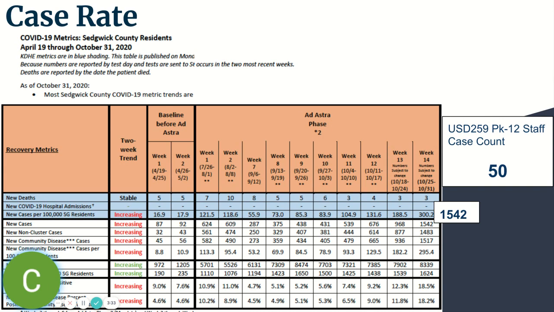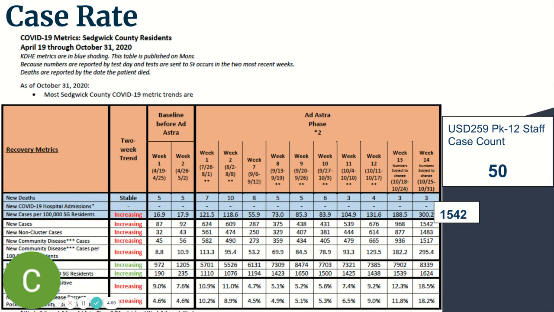What you would need to compare, for an example, would be the case count from the district to the case count for the county. Now, in this case, I'm reporting the case count from the district for pre-K through 12 staff who are allocated to a school building. So this is not including administrative staff. This is just staff at pre-K through 12 buildings. And that information was obtained from KSDE. So we reported 50 cases. The same week, the county reported 1,542.